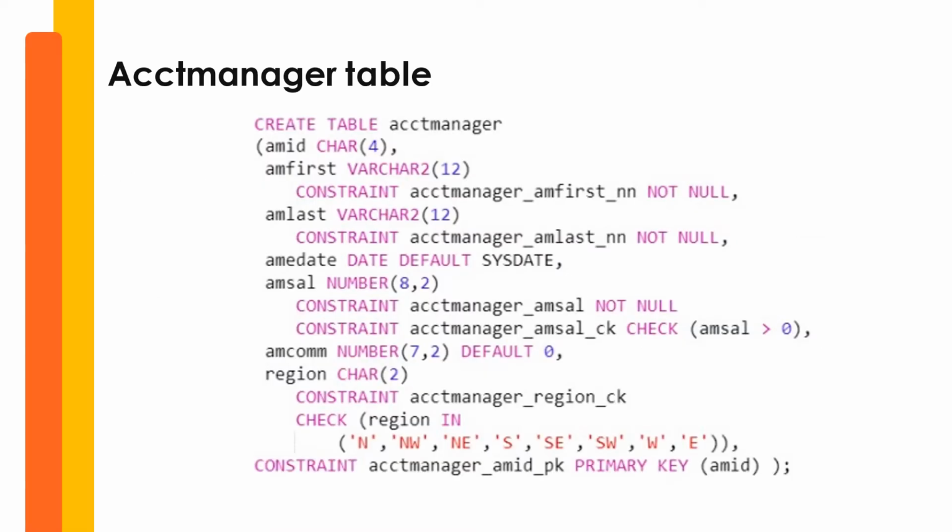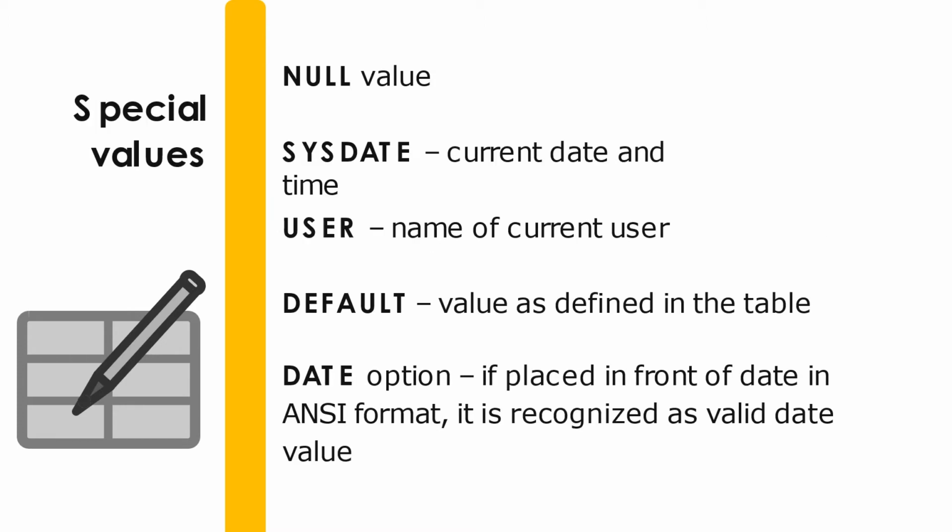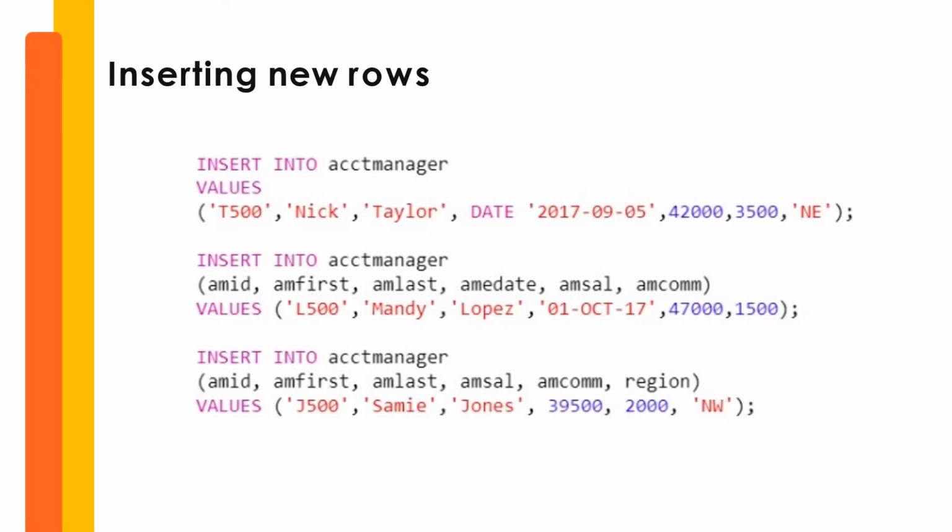Let us try to insert values in the Account Manager table that we have discussed in our previous discussion. When we insert a complete row of values, meaning we're inserting values for each of the columns, we do not need to provide the column names. However, we need to list all values in the default order of the columns in the table. Otherwise, we list the names of the columns that we want to insert values for and the values for those columns. In our succeeding discussion, please take note of the following special values. We demonstrate this in the following examples.